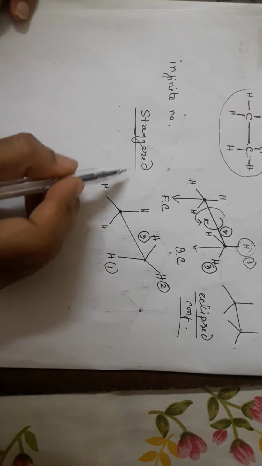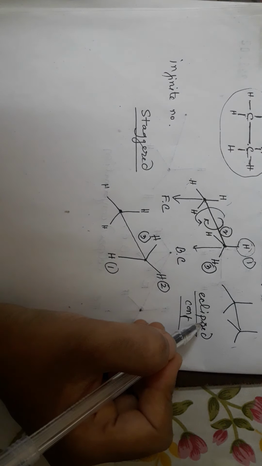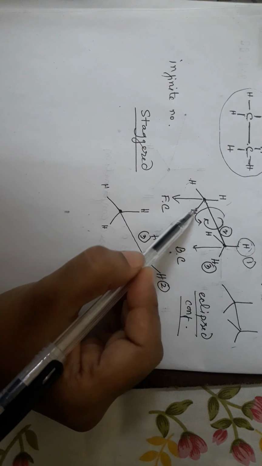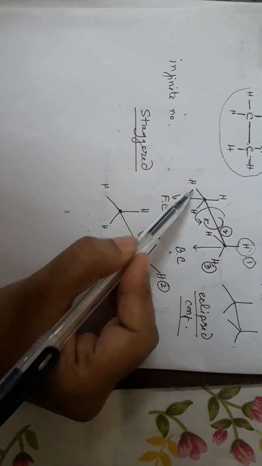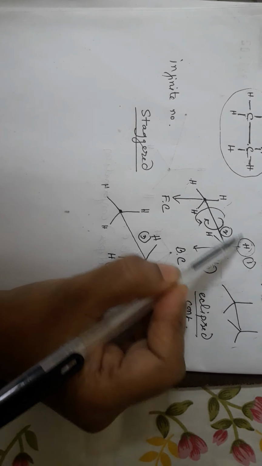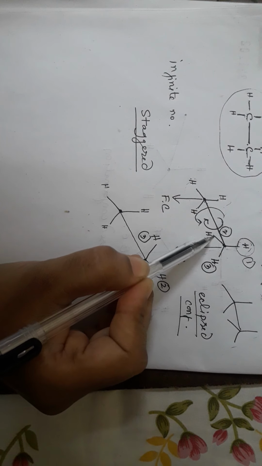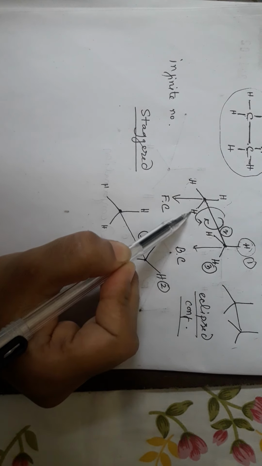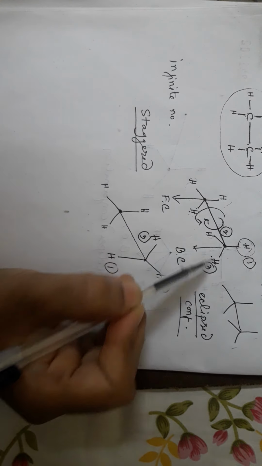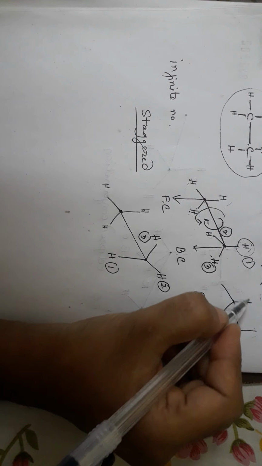So this is our staggered and these are our eclipsed. In the eclipsed conformation, the groups attached to the carbons are nearest. That means these 2 hydrogens are on the same side. These 2 hydrogens are on the same side and nearest, and of course these 2 hydrogens also are nearest. So this is called eclipsed conformation, that means side by side, backwise.